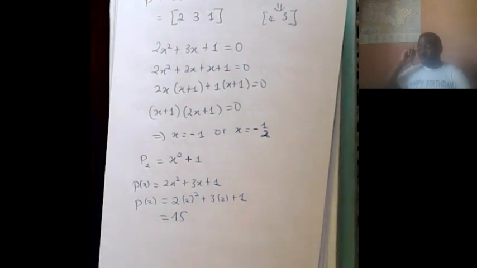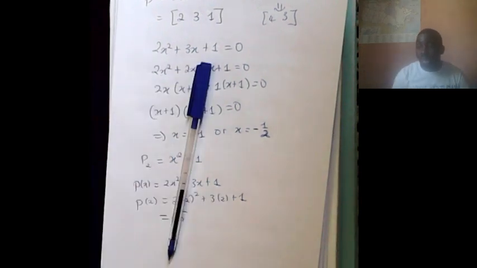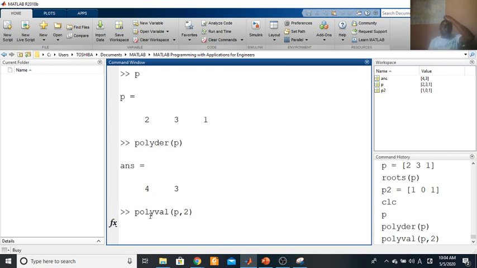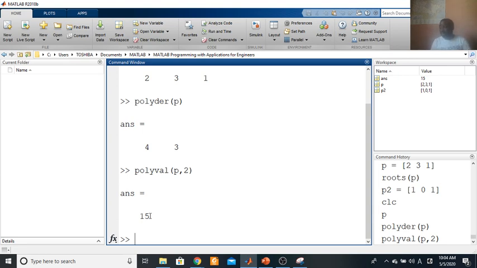So in MATLAB, to get this value, remember that our polynomial was P, I'll use the function polyval. In polyval, the first thing I'll indicate is the polynomial itself, comma, the value of x at which I want to evaluate the polynomial. In this case, we chose 2, right? And when I press enter, that should normally give me 15. So after I've gotten the roots, I can just use polyval with my moment equation, and then pop, I get the maximum of the moment at that particular point x.